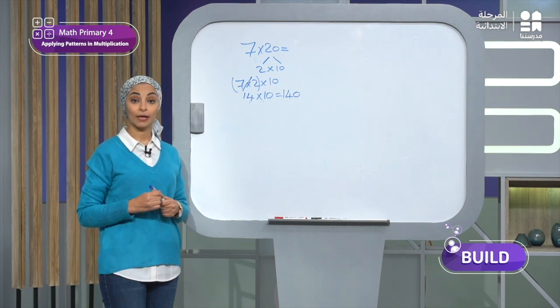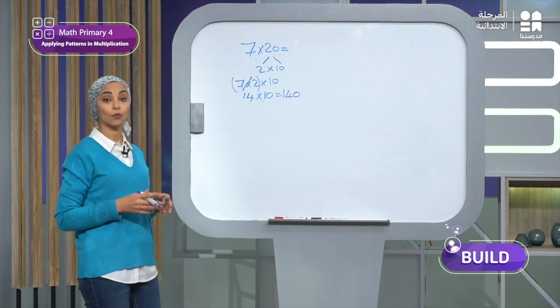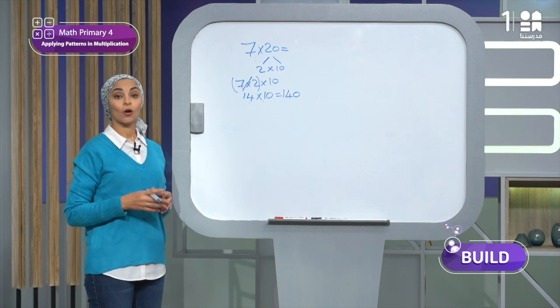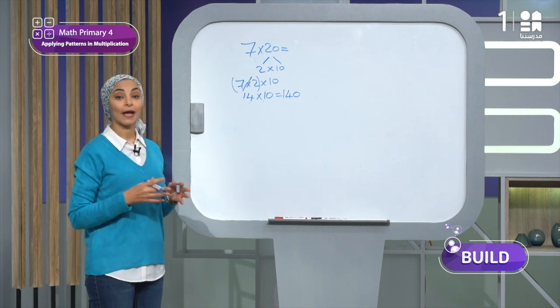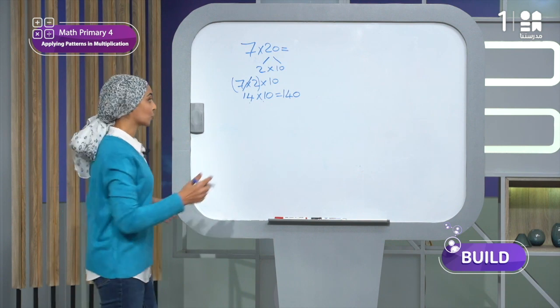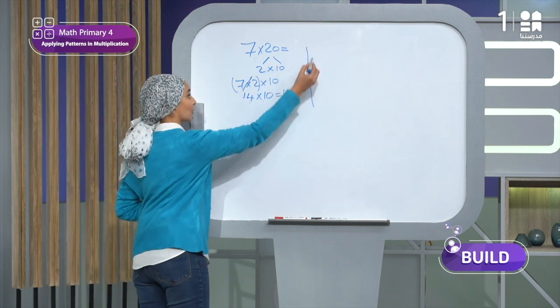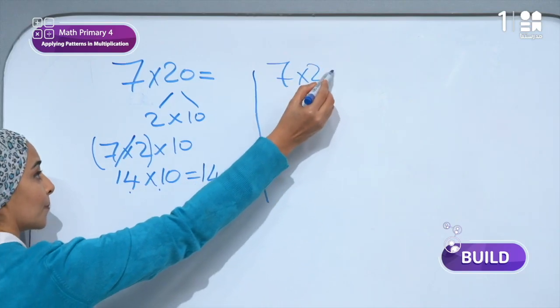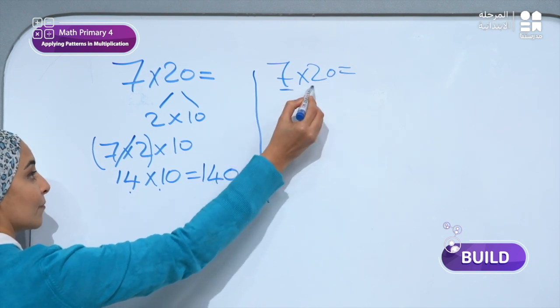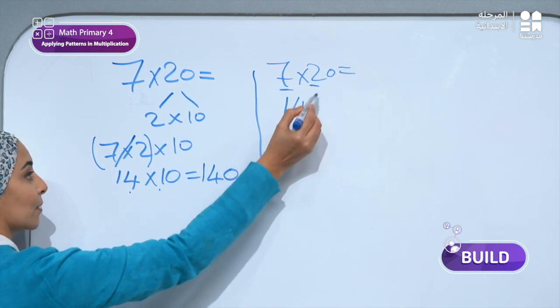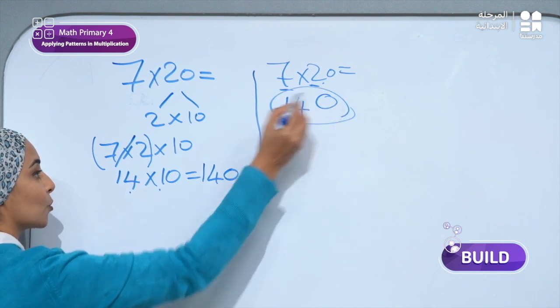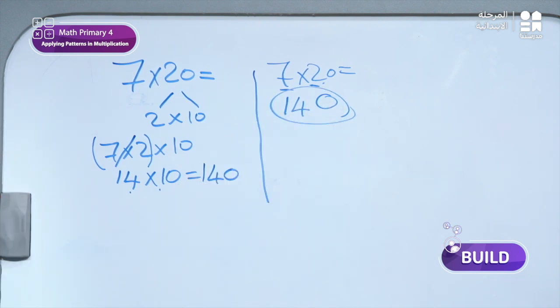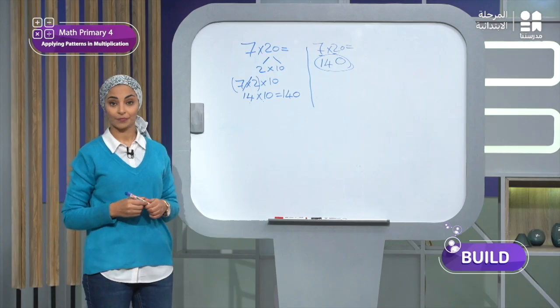We can solve it another way. 7 times 20, I will use the pattern. We can multiply the numbers and then add the 0 in the ones place. Let's see, 7 times 20 can be solved another way. I can say 7 times 2 equals 14 and then put the 0 to be also 140. It will give me the same answer.